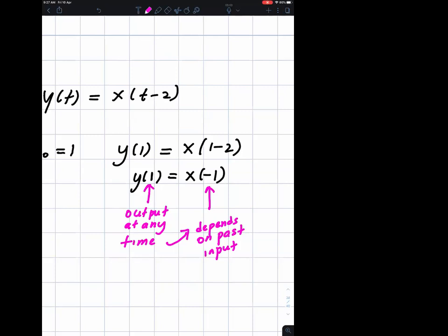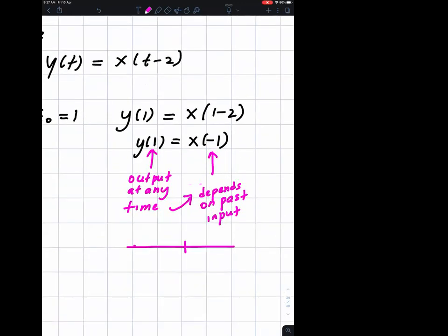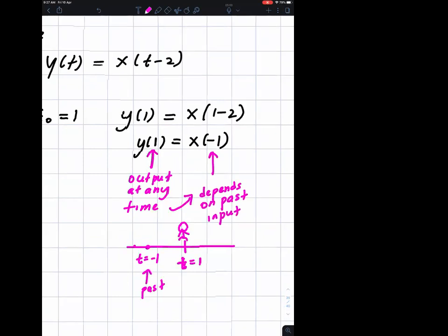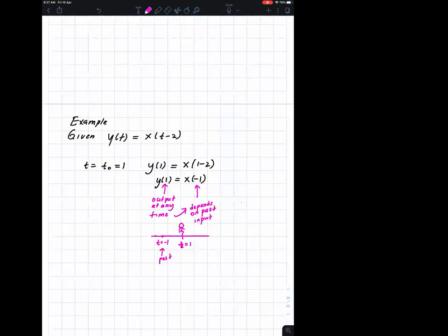The output at any time depends on past input. So this is the timeline. You're standing here. So you input, you say, okay, t is 1. Input, then the output is at t equal to 1. But that depends on the input when t is -1. So this is past, right? Past. So this is, according to our definition, what is a causal system?